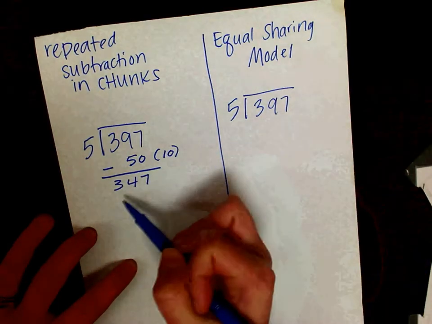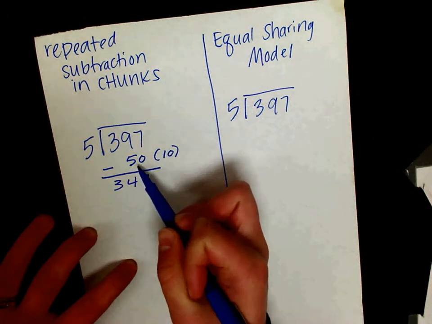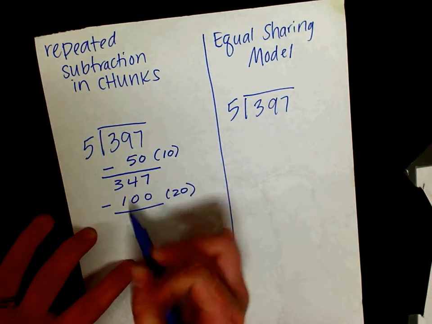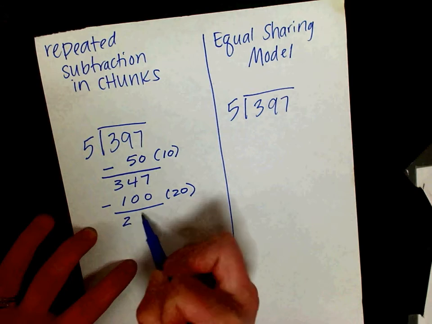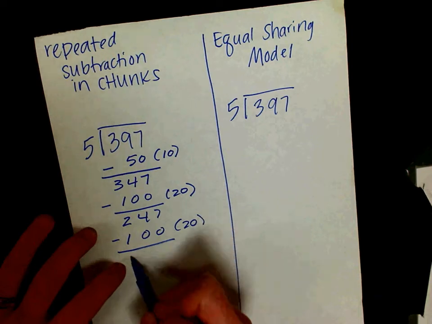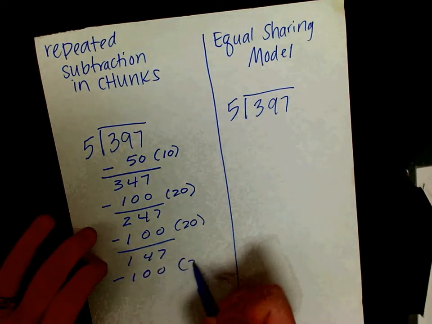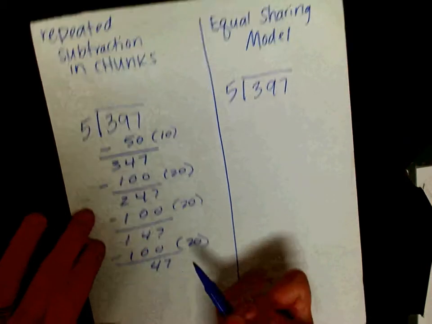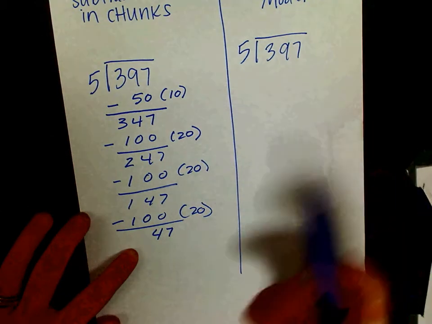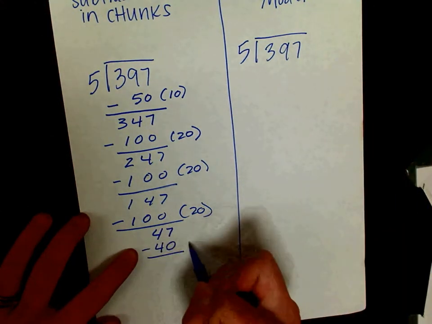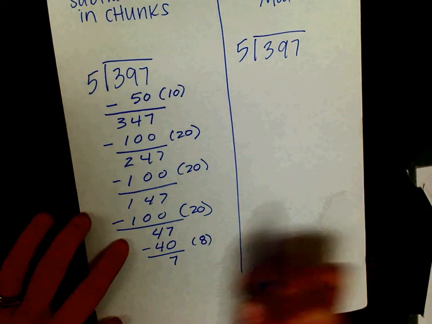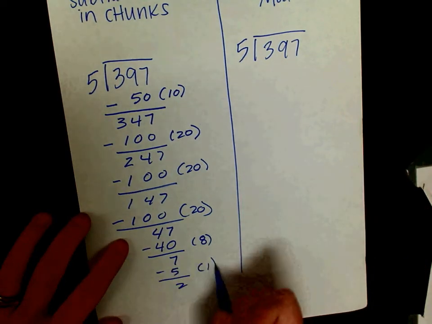Now I know that I could probably take out 100, and 10 5s was 50, so 20 5s would be 100. And I could take out 20 5s a couple times. So I'll take them out one more time, 20 5s at a time, and one more time. Okay, now I can't take any more out, and I can't even take out a chunk of 10 5s, but I do know that 40 is a multiple of 5, so I can take out 40, and that is a chunk of 8 5s with 7 left over, and I know that I can still take out one last 5, and I'll have a remainder of 2.